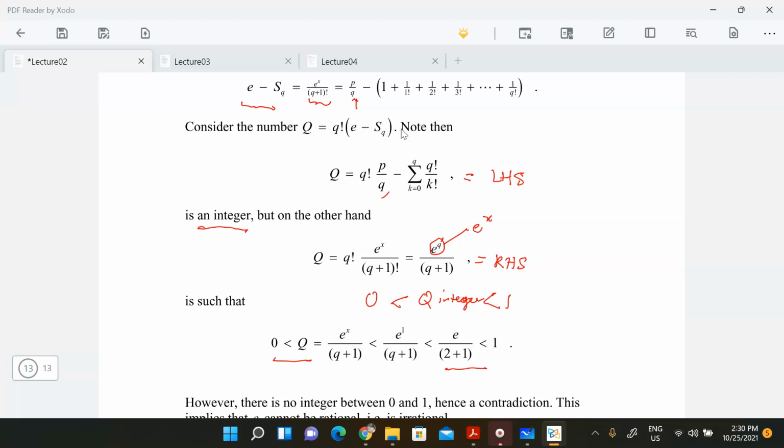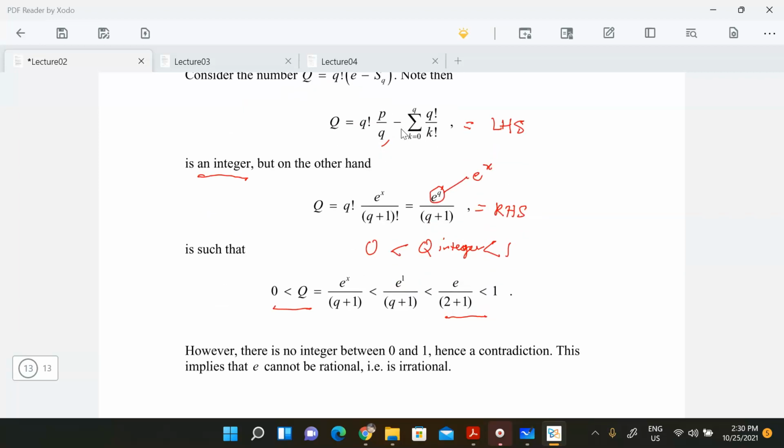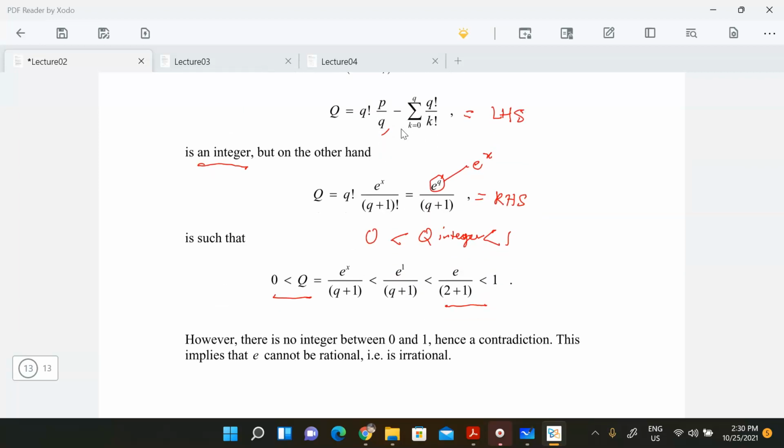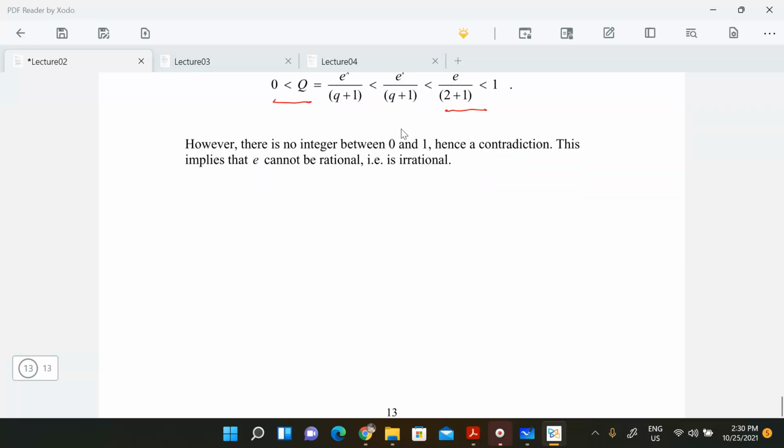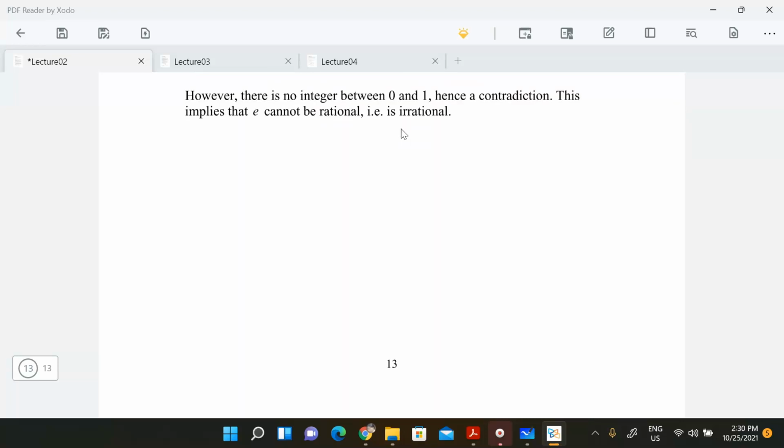So in other words, the assumption that we had earlier, saying that e to the power of 1 is actually a rational number, is wrong. This is what we call a proof by contradiction. Okay, so that sort of finishes off your second lecture.